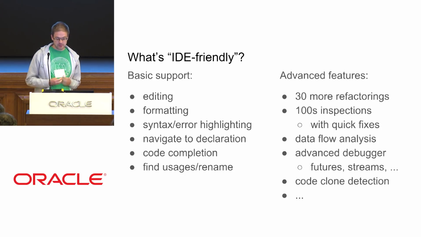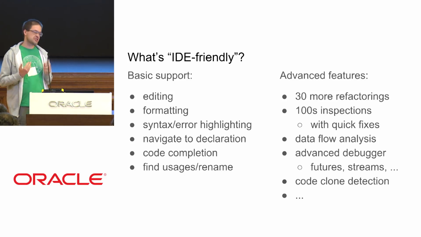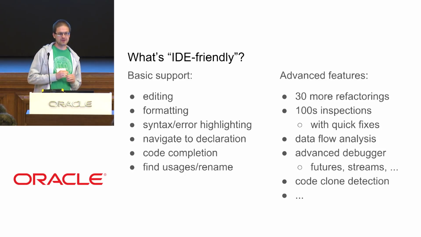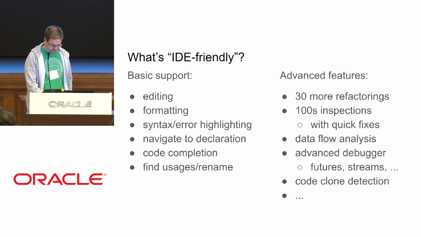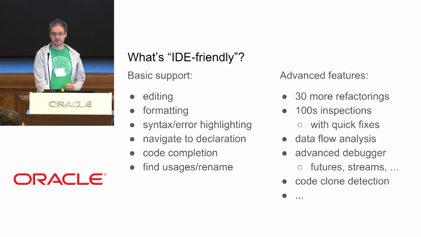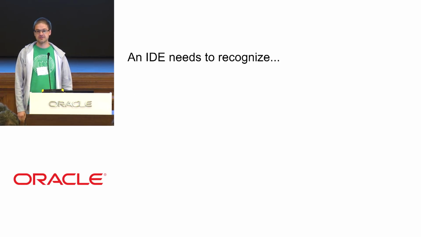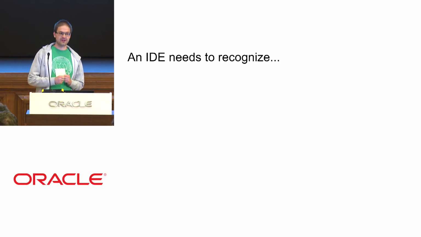And I will mostly talk about IntelliJ architecture, but I believe that the issues that I'll discuss are more or less common in other IDEs and static analysis tools. So, without further ado, here's a recipe for an IDE-friendly language. It consists of 5 simple steps.